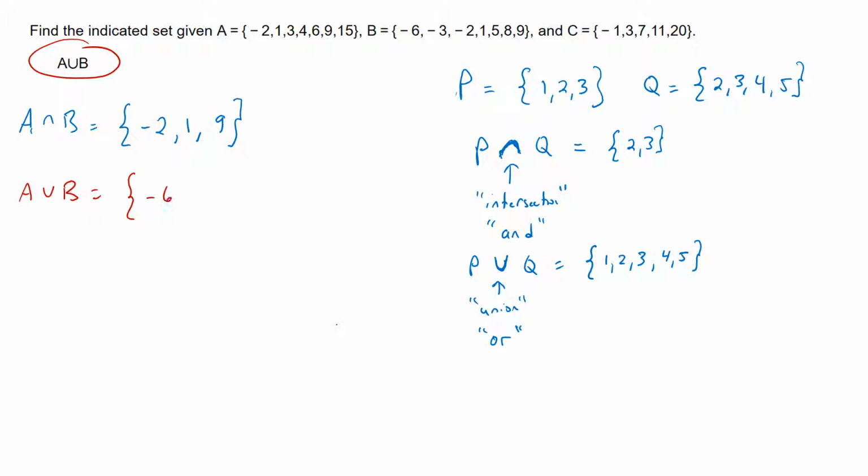So -6 is in B, -3 is in B, -2 is in B, it's in A as well. And then we have 1, 3, and 4 are in A. I'm putting them in order, but it's not essential that we do. 6, 8, 9, and 15. It's basically all the different elements. These are all the elements that are in either A or in B.